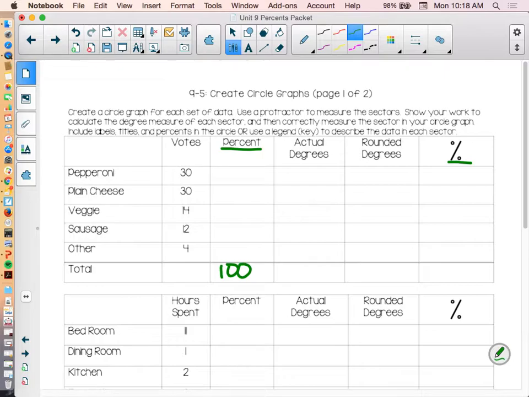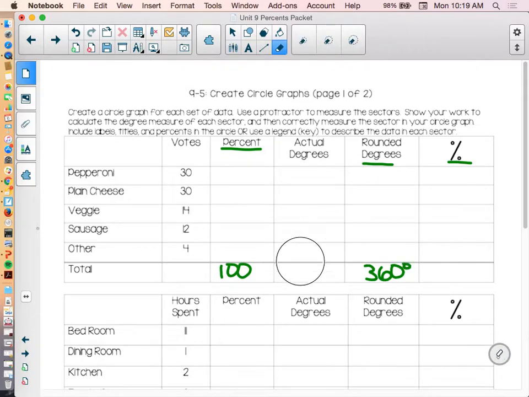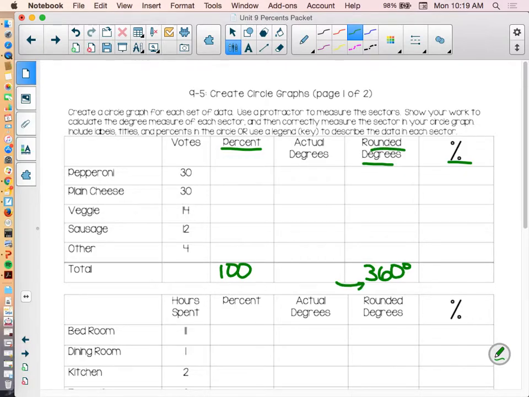Also, remembering that the actual degrees have to add up to 360 degrees, or come as close as possible. Rounded degrees means you may have to do some rounding so that it does equal 360 degrees. So actually, I'm going to erase this. You have to figure out what it equals first and make it equal 360 when you round it.